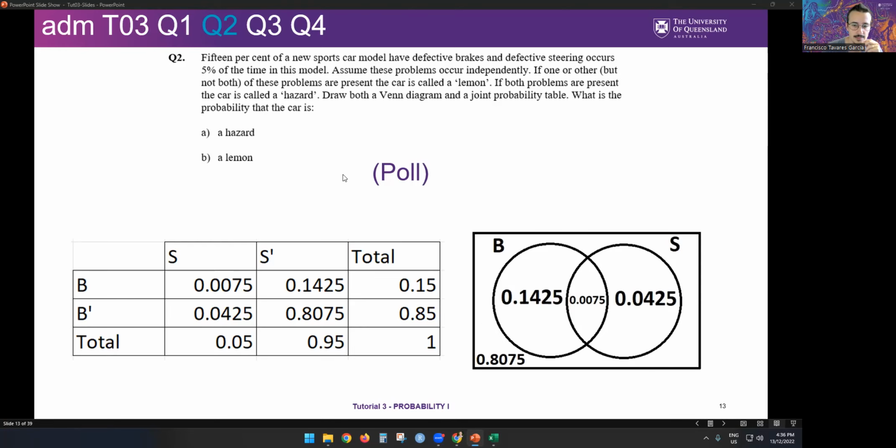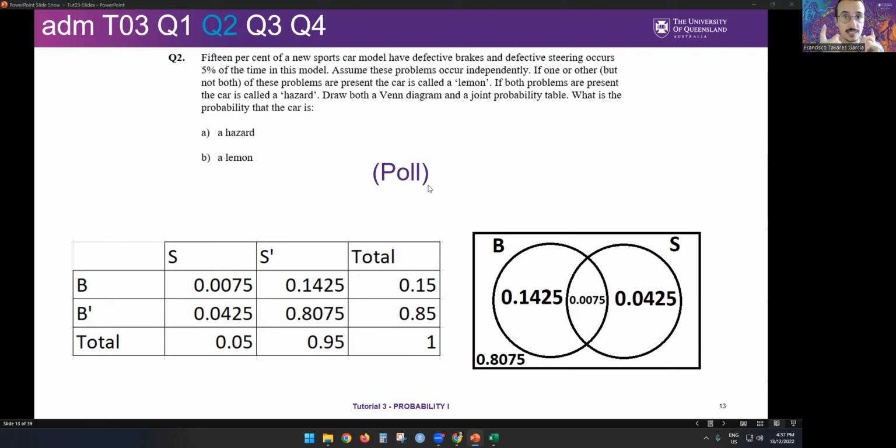Oh, sorry. So let's go from the beginning just to fill out the time while you are thinking about it. Assume 15% of new sports car models have defective brakes. So 15% of having a defective brake, therefore 85% of not having. The B line, remember that this notation, the little line, means that it is the not. There are other ways of writing it down, but this means not B. And for steering, with S, it's 5% or 0.05, and S line is 1 minus 0.05, which is 0.95. So the chance of not having a steering problem is 95%.